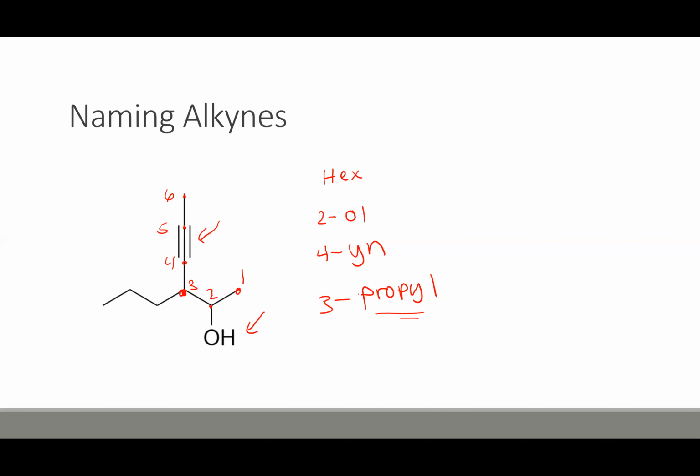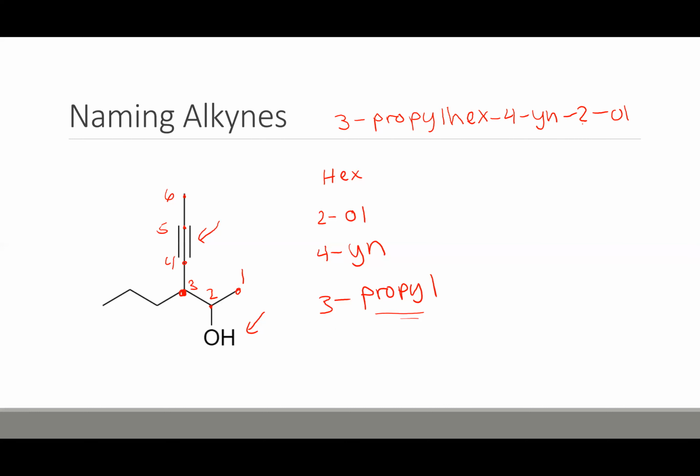Now let's combine everything in the name. We'll put any substituents in front, and then anything that is part of the main chain goes within the main name of the alkyl group. So this would be a 3-propyl hex 4-ine 2-ol. Remember, the alcohol always comes at the end.